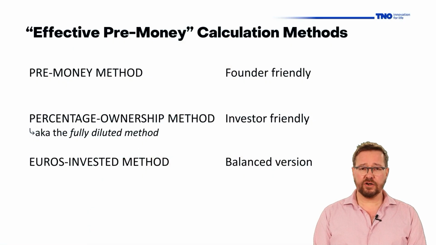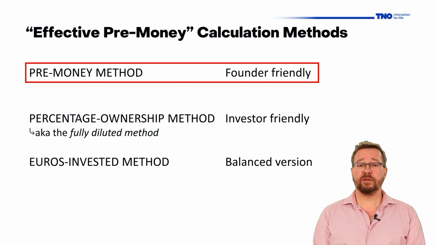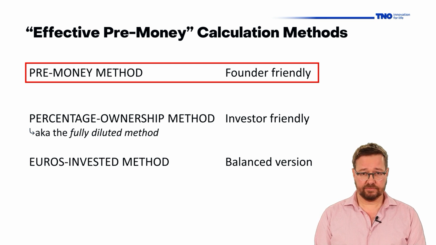Welcome to the second e-learning video on convertible notes. In the first video we mentioned different approaches to decide on the effective pre-money on which the CLA converts. In this video we will go through an example of each of the three methods. Let's start with the easiest, the pre-money method, which is also the most founder-friendly.